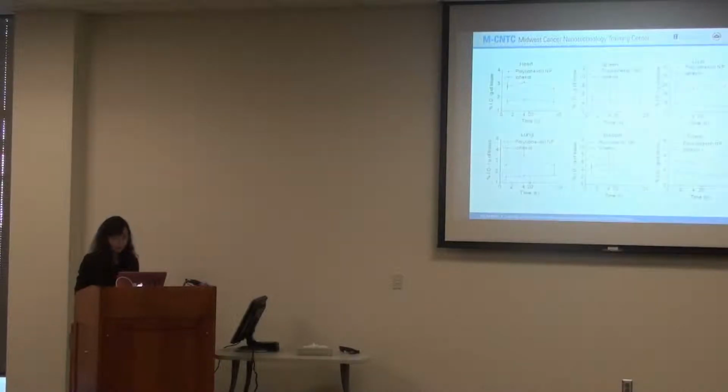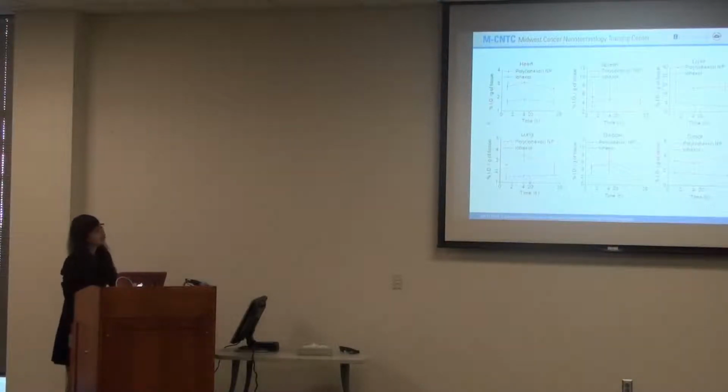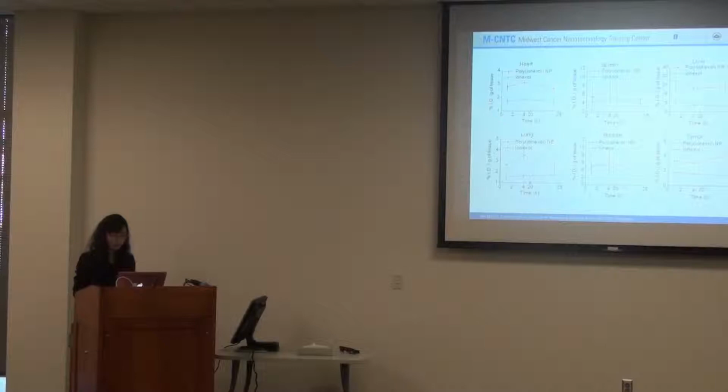And also, after 24 hours, based on these images, we can quantify the accumulation in the different organs. Here I list different organs such as the heart, spleen, liver, lung, bladder, and tumor. We can see that for almost all of the organs, the nanoparticles show higher accumulation than the small molecules, except for the bladder. They show comparable accumulations. So in this case, by using these larger nanoparticles, we can achieve good retention in a variety of organs.